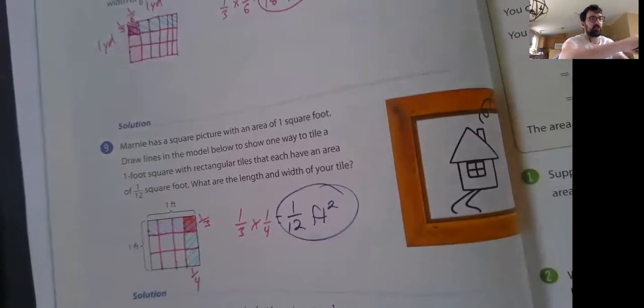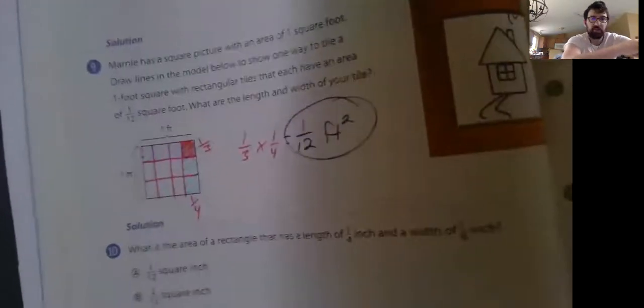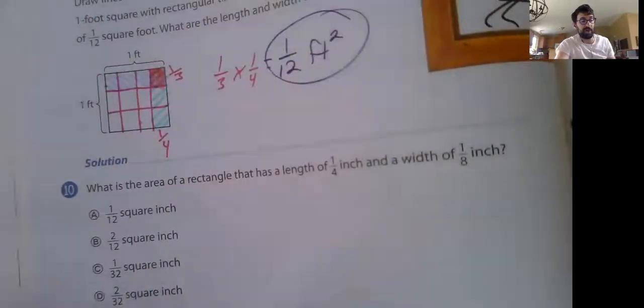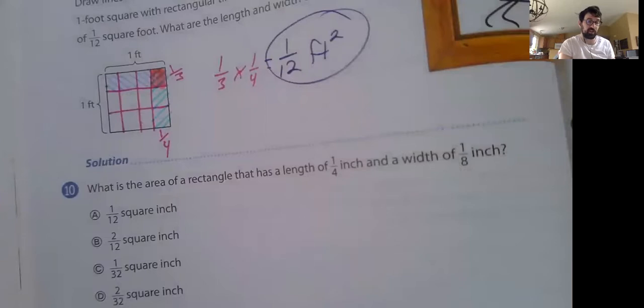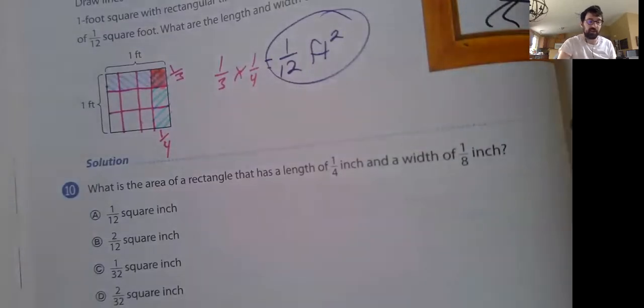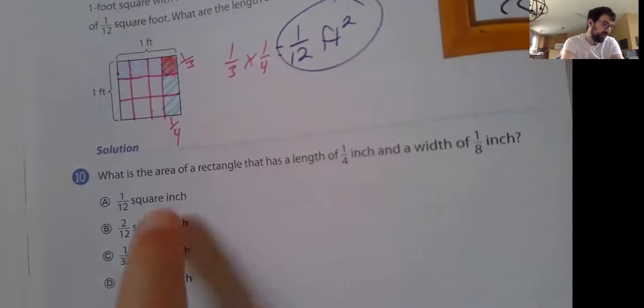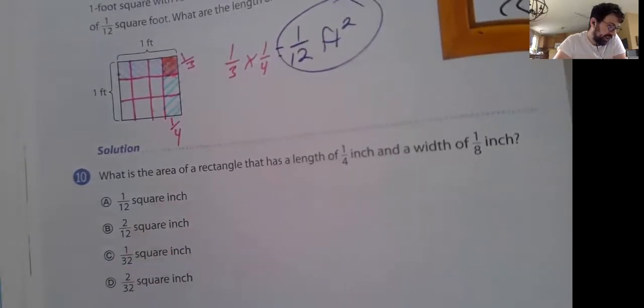Okay, last problem we're going to talk about here that I'm going to send you off on your own. Obviously, if you're struggling with some of these things, you can always go back and look at the strategies that I used as we look at this. The next pages are going to be using all the same concepts, okay? What is the area of a rectangle that has a length of 1/4 and a width of 1/8?